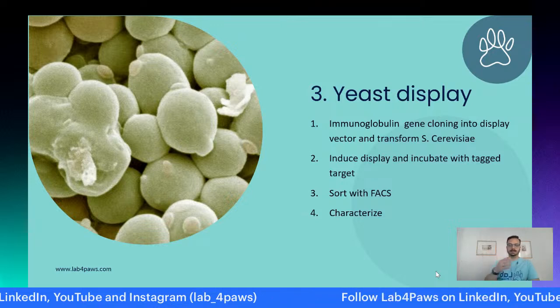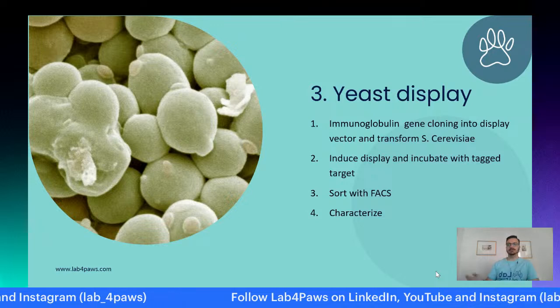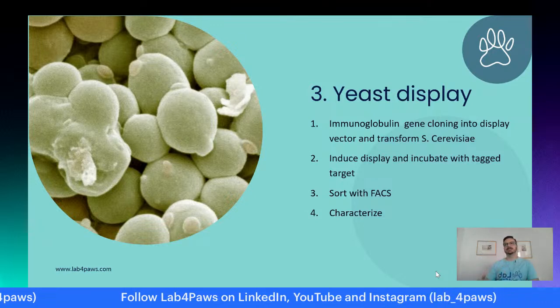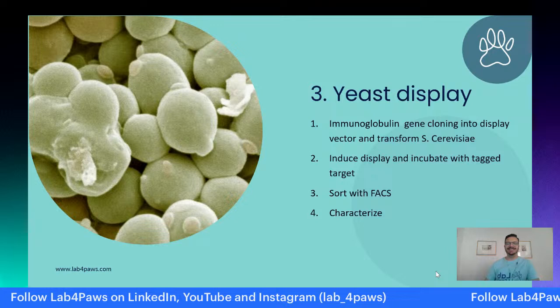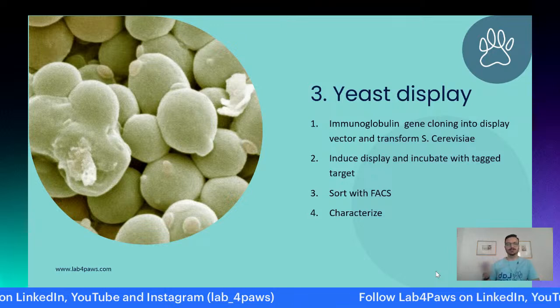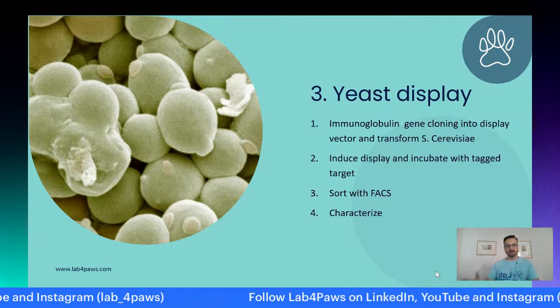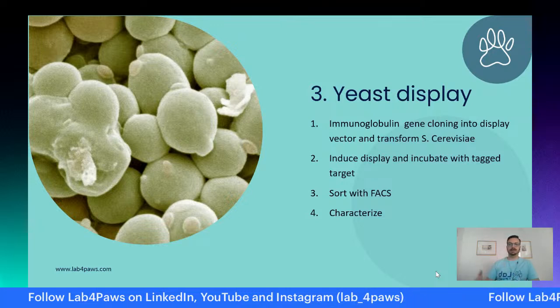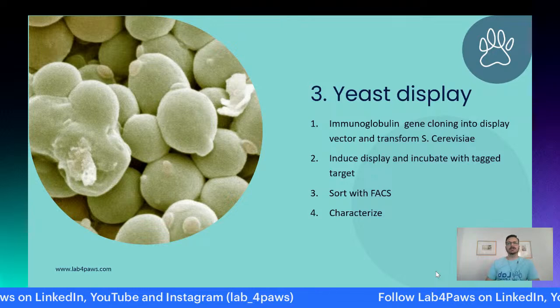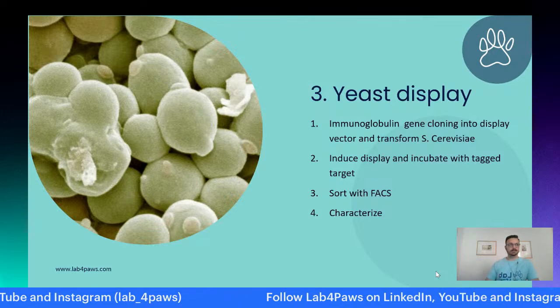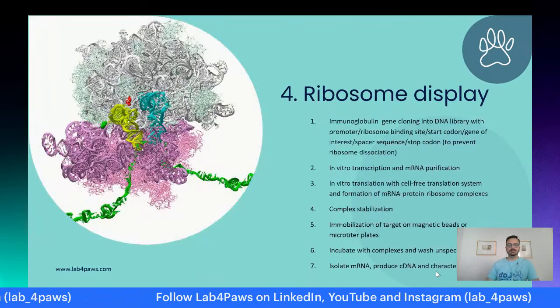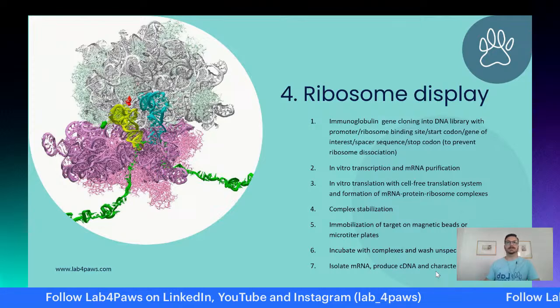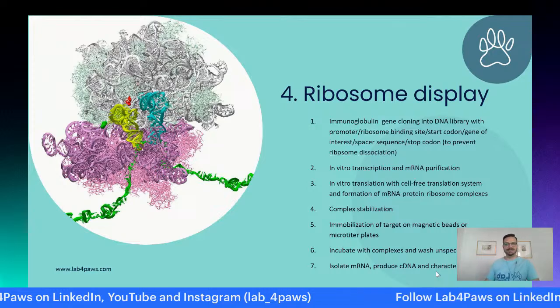So I would have then my fluorescent yeast on one side, and the non-tagged on the other. So this way I can sort which ones are specific and which ones not. And then I can characterize them, introduce some variation to have more specific clones, and basically continue the cycle. The last method is ribosome display, and this is also a quite interesting technique.